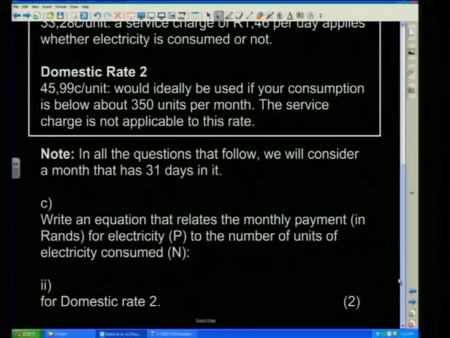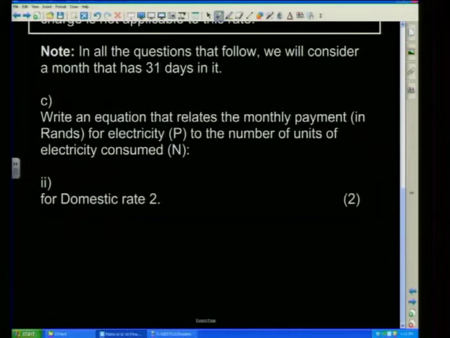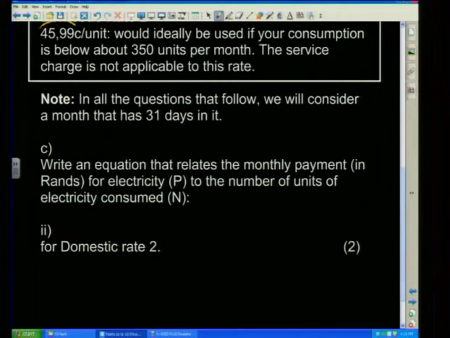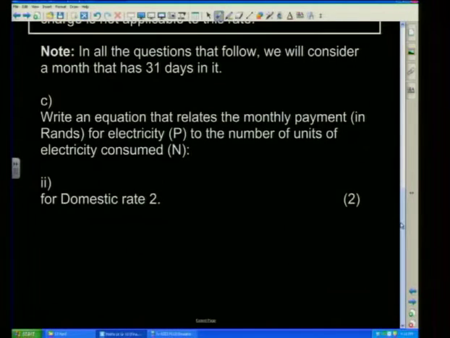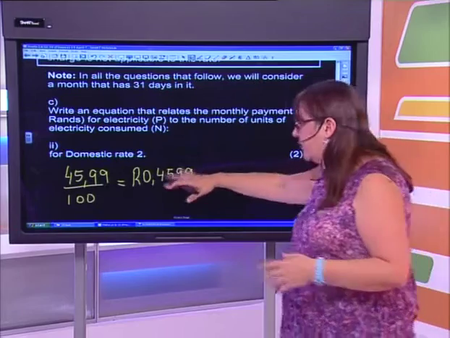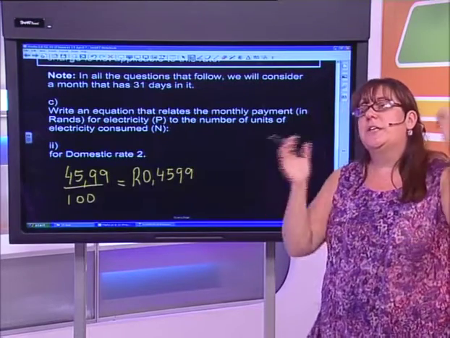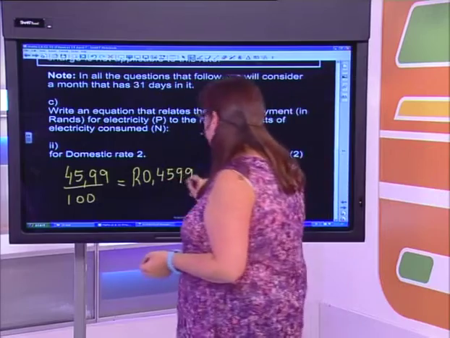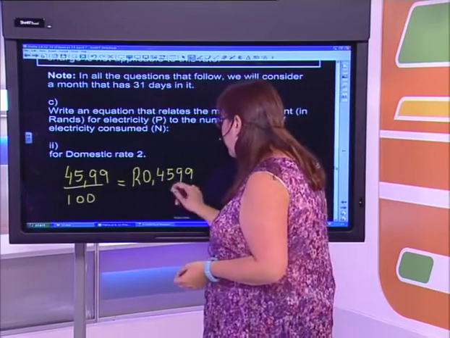Now they want us to do the same thing for the domestic rate 2. Now we don't need the number of days because there was no fixed cost, but we do need to convert our 45,99. So let's do that first. We're going to divide that by 100, and again we're going to get 0.4599. That is the rate per 100. And again, that's 99.99 cents. It nearly is 46, but it's not quite. So we need to keep our lots of decimals.